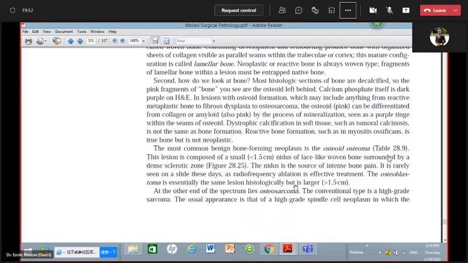The most common benign bone forming neoplasm is the osteoid osteoma. This is a benign tumor of the bone. The lesion is composed of a small nidus, less than 1 centimeter, surrounded by a dense sclerotic zone. This one is different from osteoblastoma, which is essentially the same lesion histologically, but it is larger. When it is over 1.5 centimeters, it is called osteoblastoma.